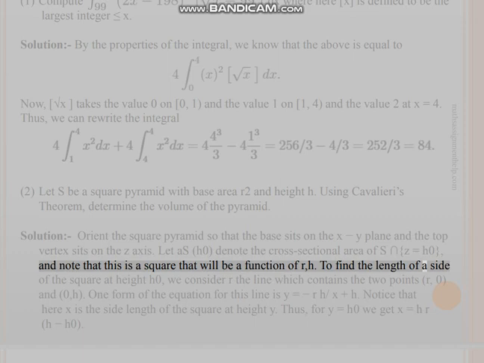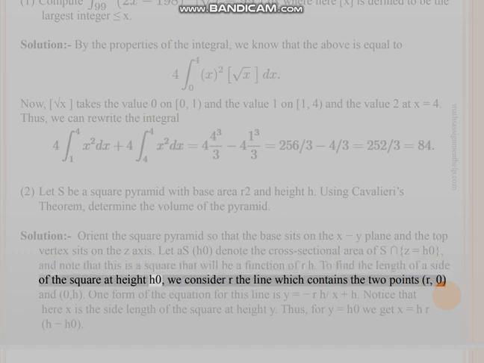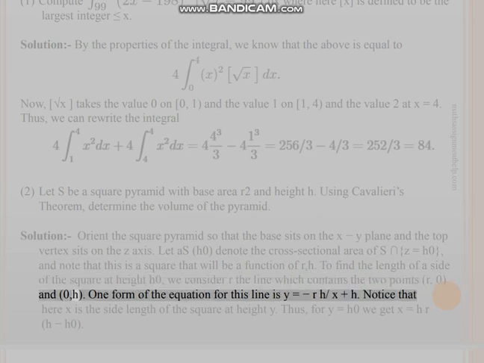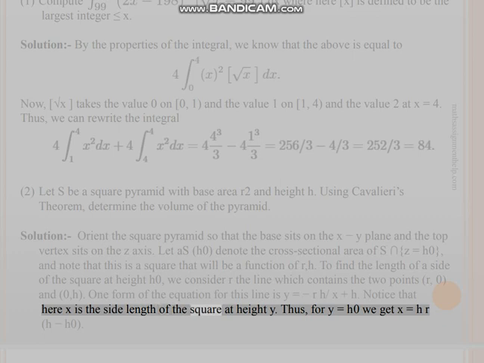To find the length of a side of the square at height h0, we consider the line which contains the 2 points (r, 0) and (0, h). One form of the equation for this line is y equals minus (h/r) x plus h. Notice that here x is the side length of the square at height y. Thus, for y equals h0, we get x equals r(h minus h0)/h.